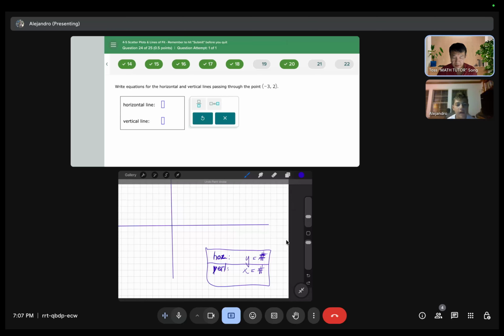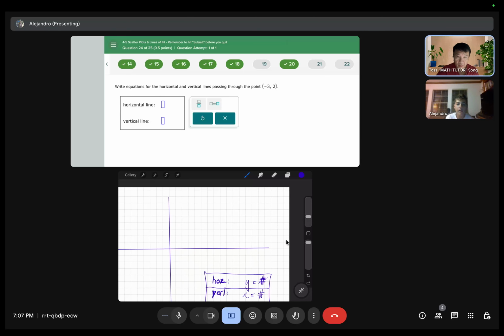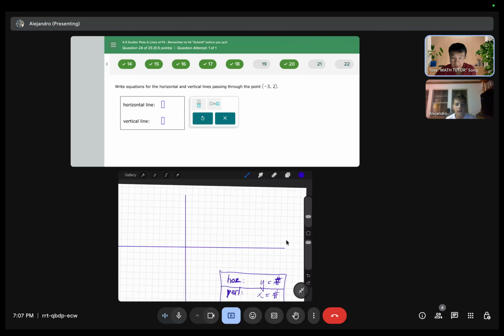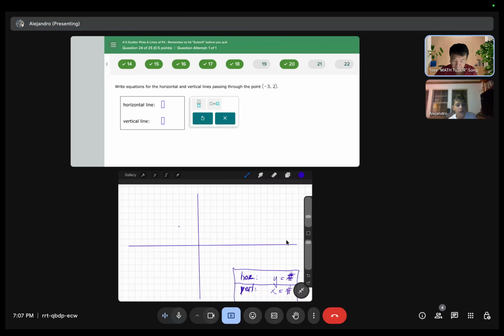So here, let me show you the answer to this one. You plot that point, -3, 2. Okay? That means that point is -3, 2. You don't have to write it, but anyway. That means horizontal line looks like this, right? It goes through that point. That means it's y equals 2.